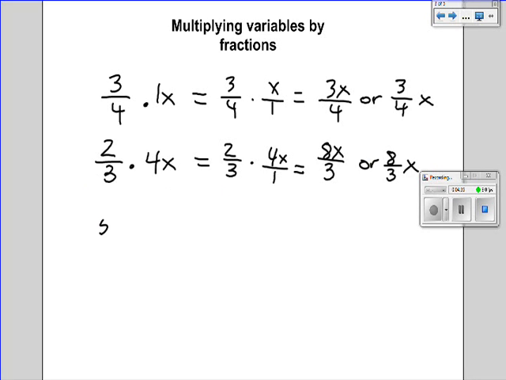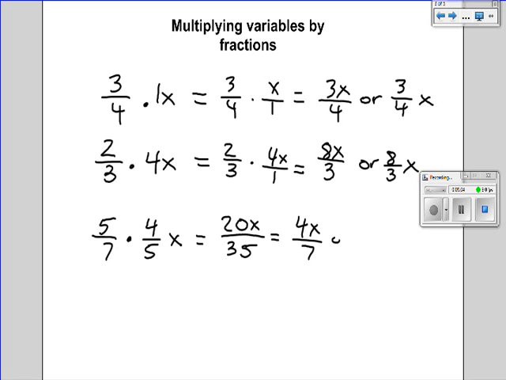So give this problem right here a try. 5/7 times 4/5 x. Okay, so 5 times 4, 20. We can also include the x, over 35. 5 goes into both 20 and 35. 5 goes into 20 4 times, so 4x. 5 goes into 35 7 times. So I get 4x over 7 or 4/7 x.